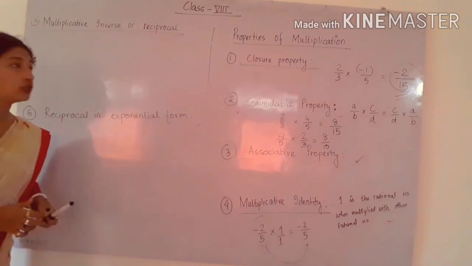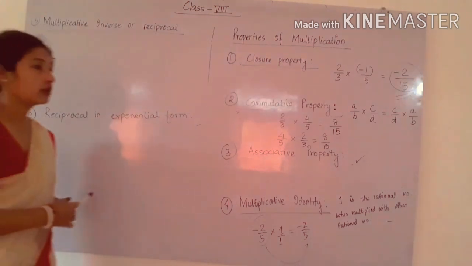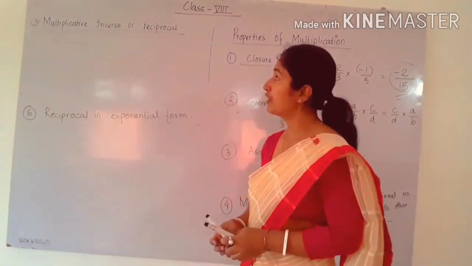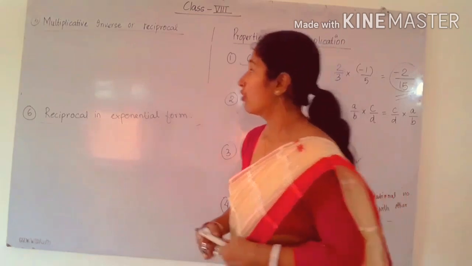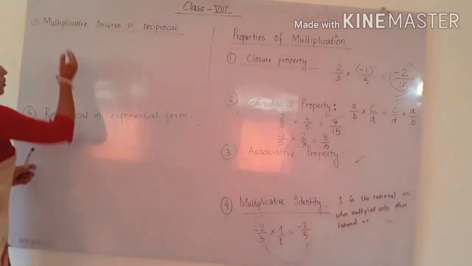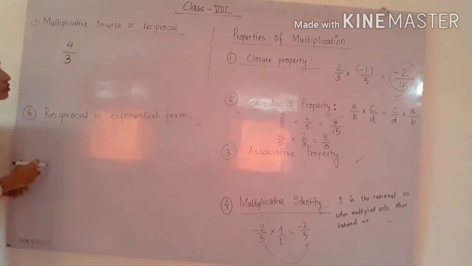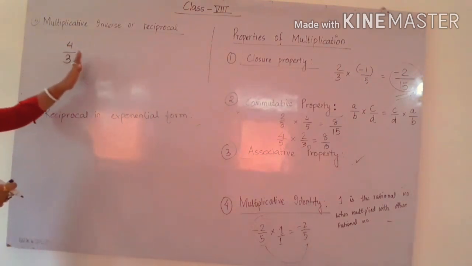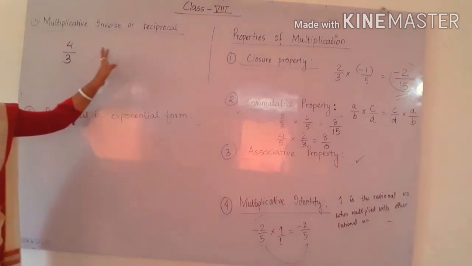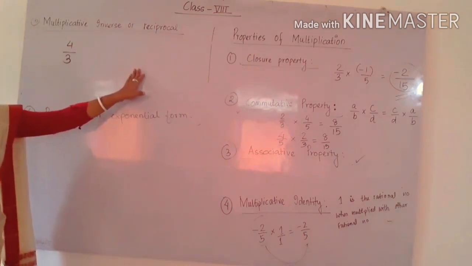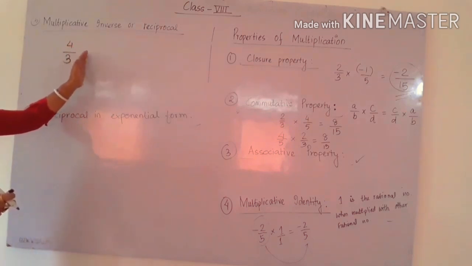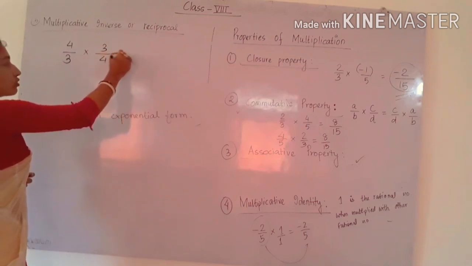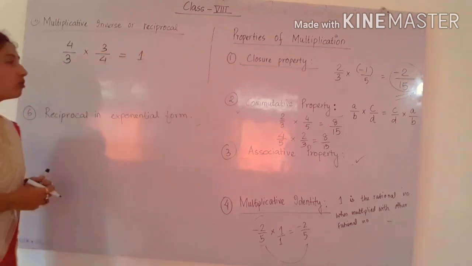Next property is the multiplicative inverse or reciprocal. So you all know what is the multiplicative inverse of a number, but here we are dealing with the multiplicative inverse of a rational number. So for example, 4 by 3. In this number 4 by 3, what rational number will we multiply so that we get the answer 1? We have to multiply it by 3 by 4 so that we get the answer 1.